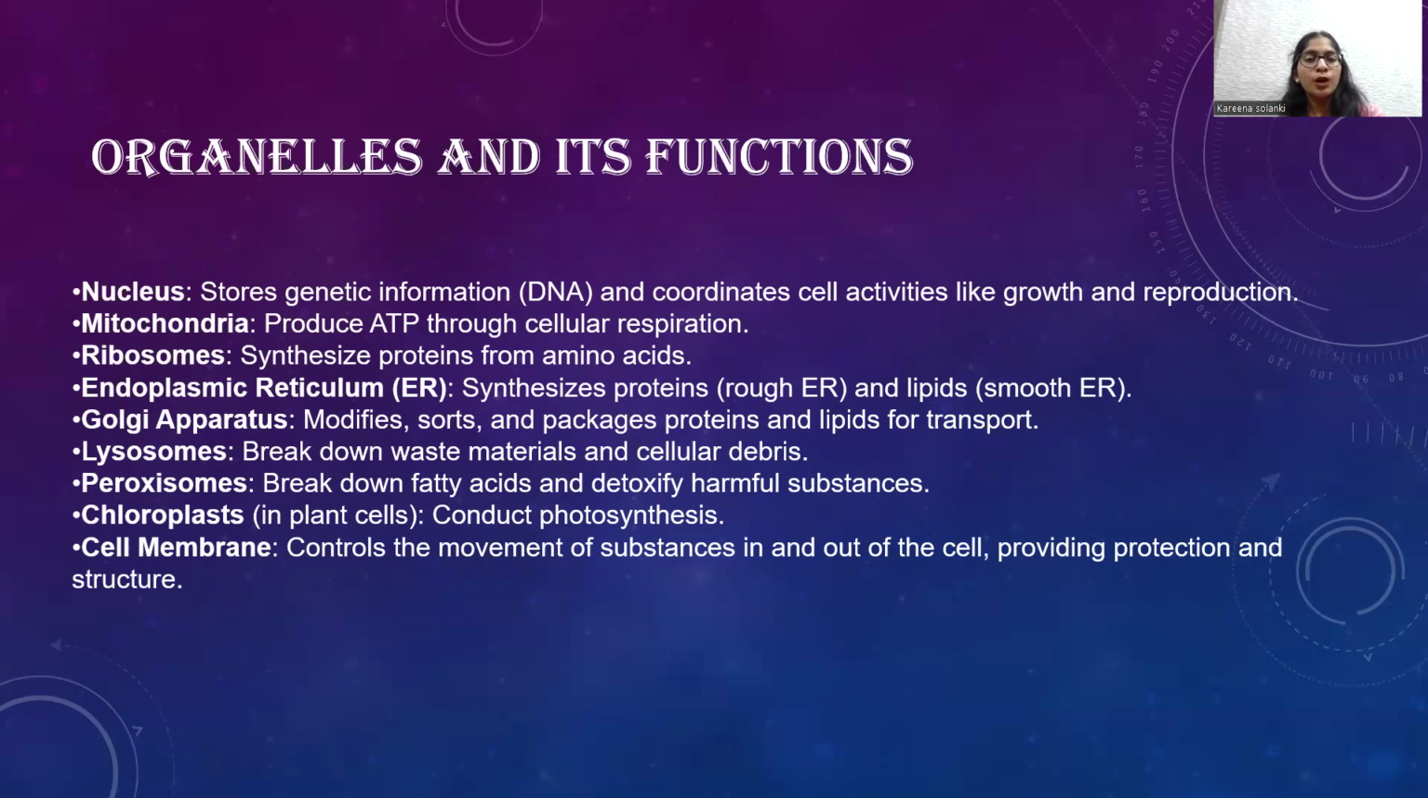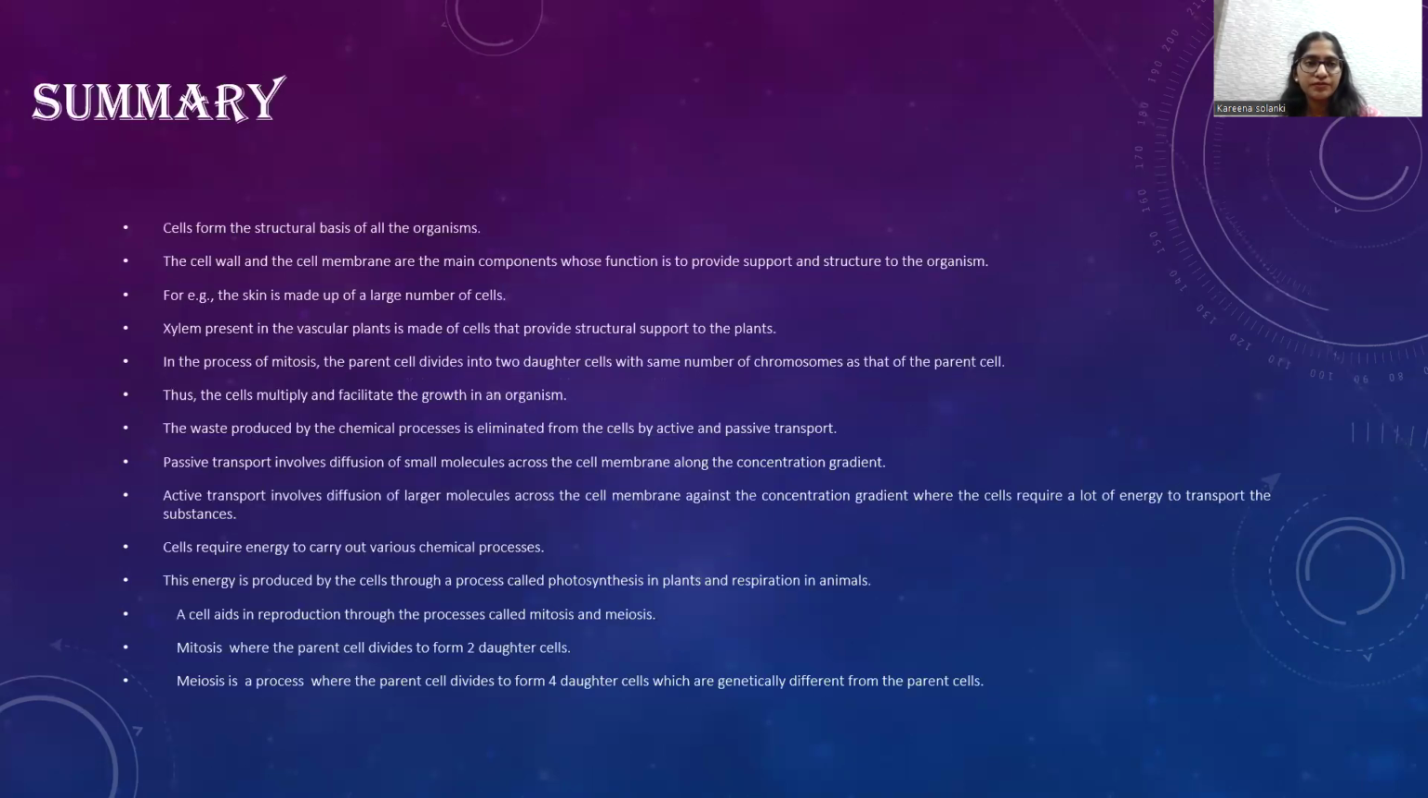Golgi apparatus modifies, sorts, and packages proteins and lipids for transport. Lysosomes break down waste materials and cellular debris. Peroxisomes break down fatty acids and detoxify harmful substances. Chloroplasts conduct photosynthesis. Cell membrane controls the movement of substances in and out of the cell, providing protection and structure.